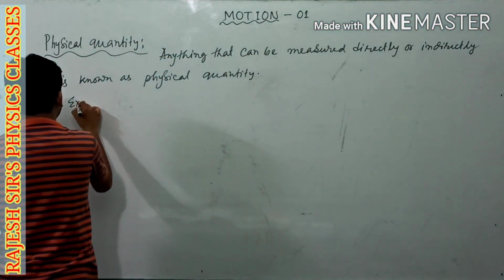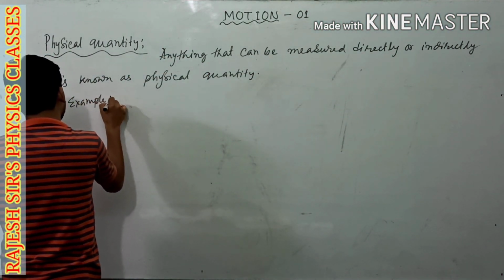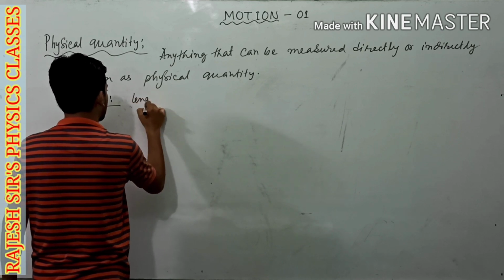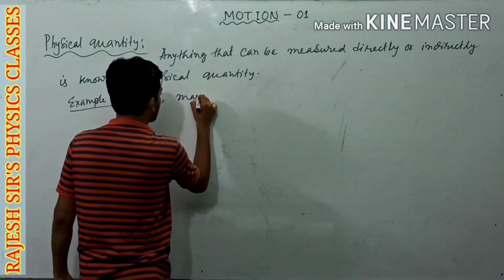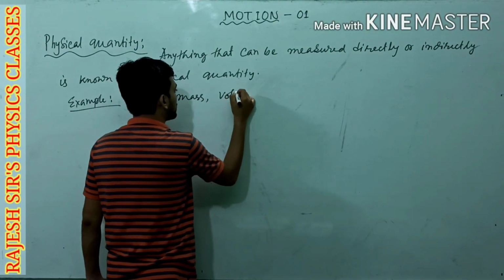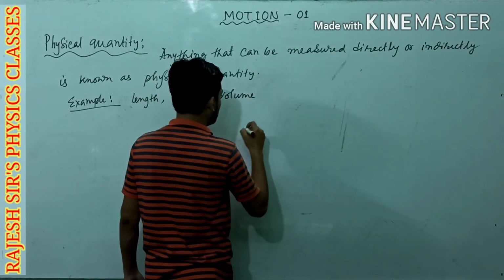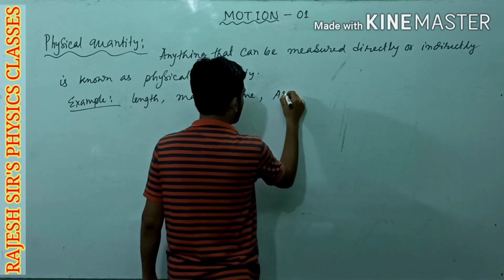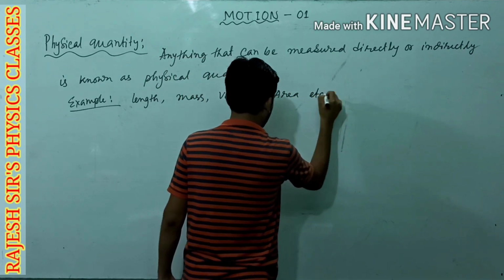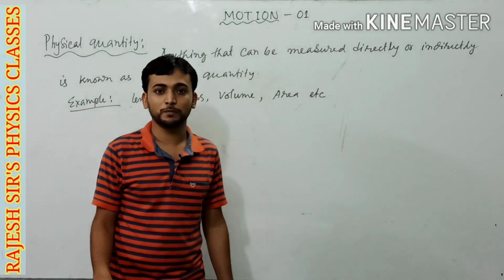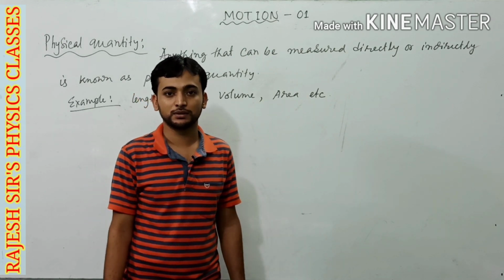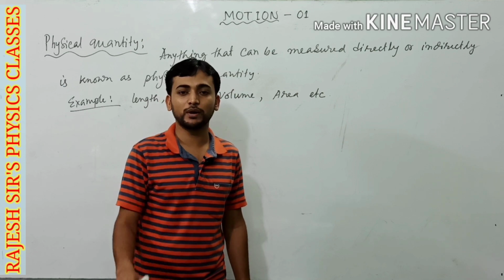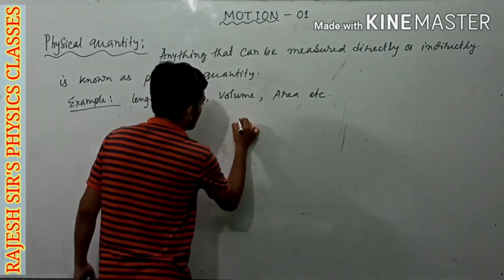Example, you can write length can be measured, then mass can be measured, then volume also can be measured, area can be measured, etc. Now, depending upon the magnitude, means value, and direction, there are two types of physical quantities. These are known as scalar quantities and vector quantities.